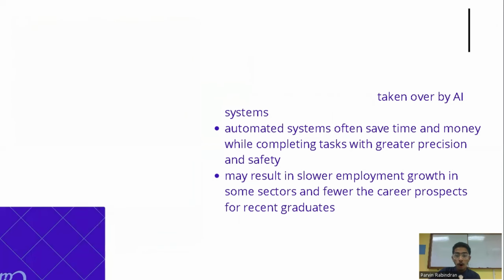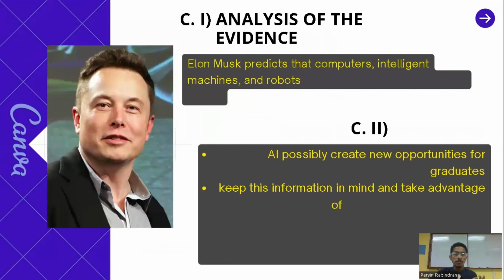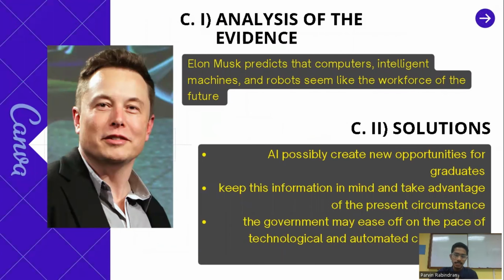So, to support my evidence, I have a quote from a very famous person in this industry, which is Mr. Elon Musk. So, according to Mr. Elon Musk, he predicts that computers, intelligent machines, and robots seem like the workforce of the future. So this seems like a very serious issue. So considering all these issues that I've stated, solutions to this problem should be implemented as soon as possible.